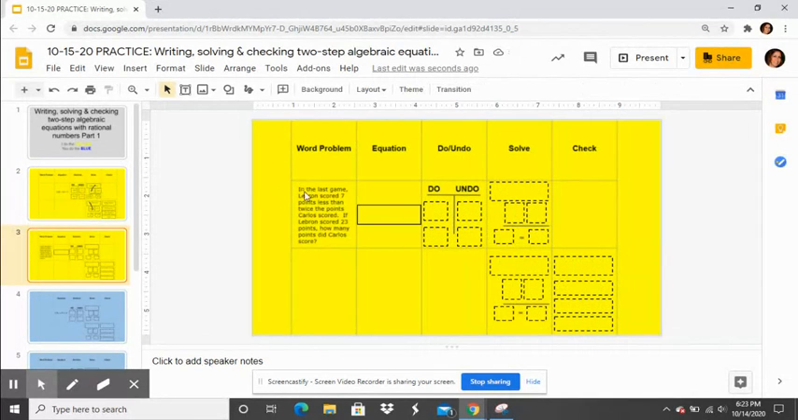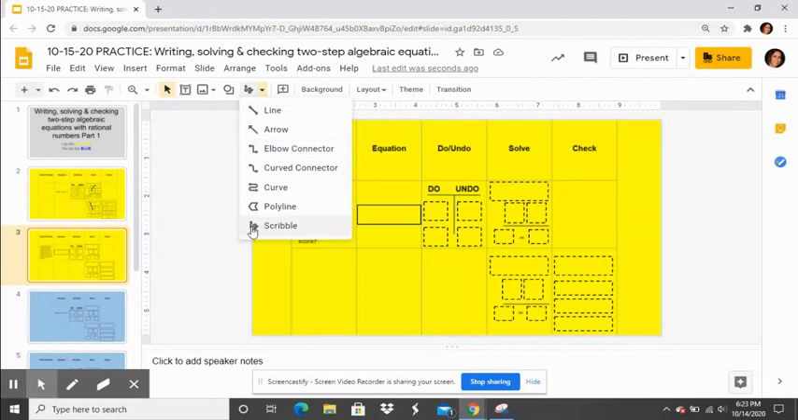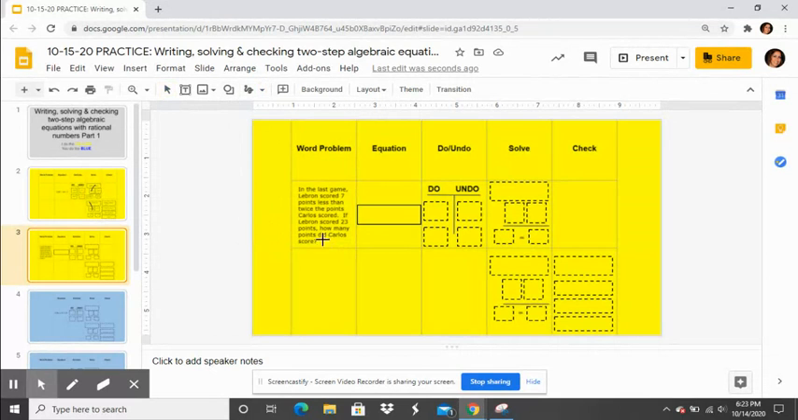Now I go to the next one. In the last game, LeBron scored 7 points less than twice the points Carlos scored. If LeBron scored 23 points, how many points did Carlos score? So here, the question is saying how many points did Carlos score? So where it's talking about Carlos, that is going to be where my variable goes.